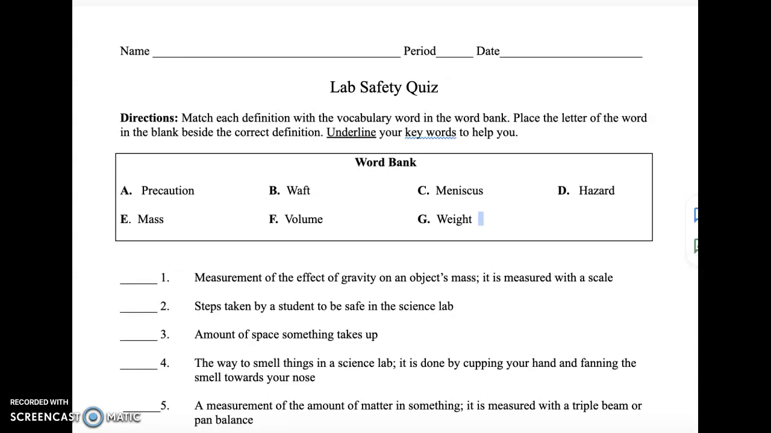Hello, today you will be taking a lab safety quiz. Make sure that you put your first and last name at the top of the page as well as your class period and the date.